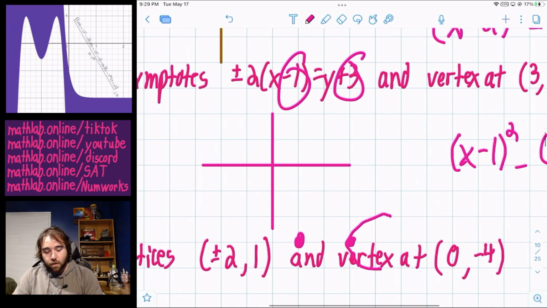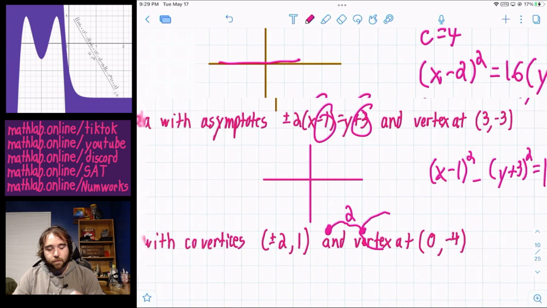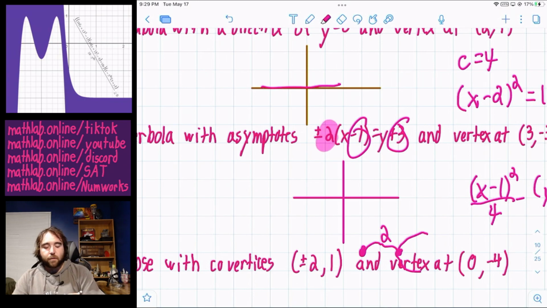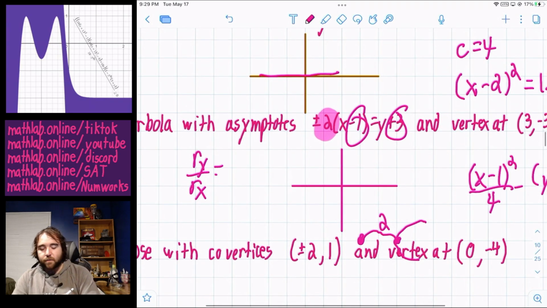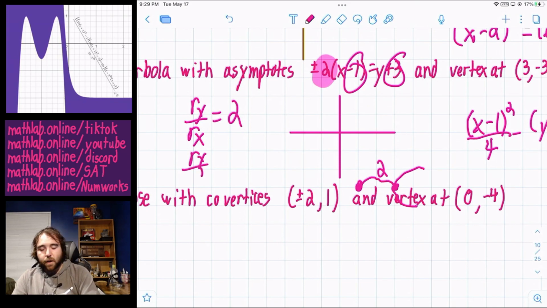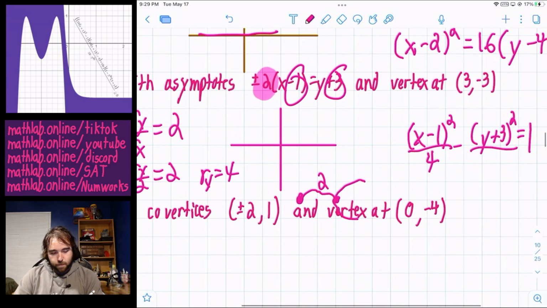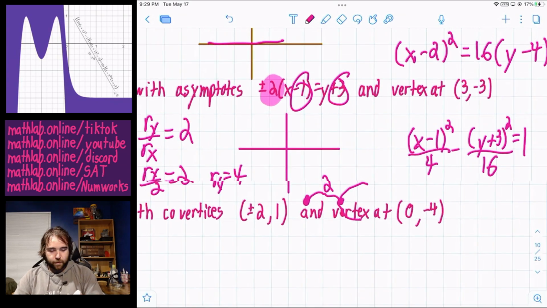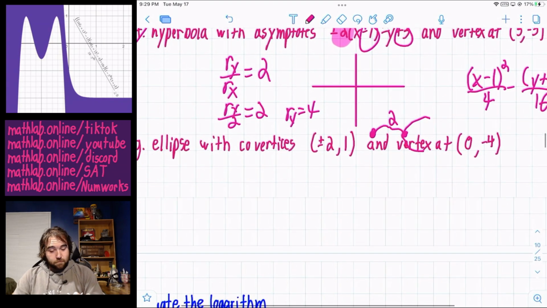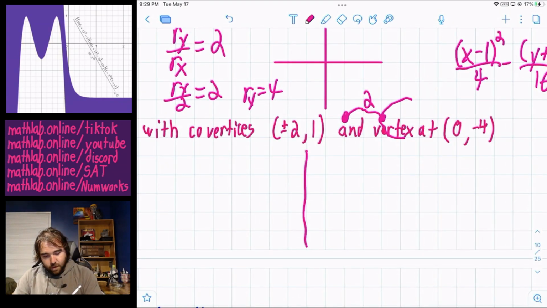So we see from right here that the Rx is 2. So this is over 4. And then this one, they don't give us the focus, but we remember what this is. This is Ry over Rx. So Ry over Rx is 2. And we just said that Rx was 2. So Ry over 2 equals 2. So Ry equals 4. So that's over 16. There we go. All right, let's see. I found no mistakes.